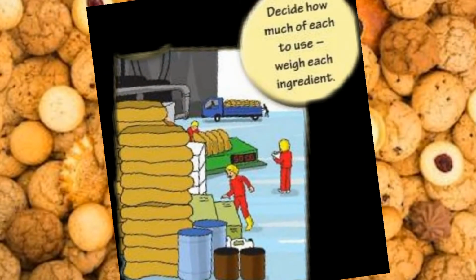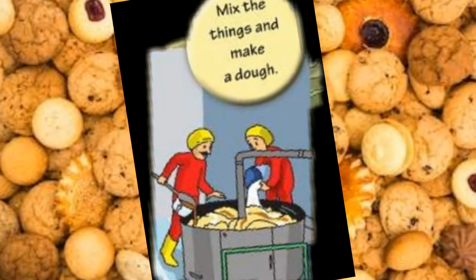Decide how much of each to use. Weigh each ingredient. Here, it tells that each and every ingredient which is used in a biscuit should be measured in proper quantity to mix. Mix the things and make a dough.